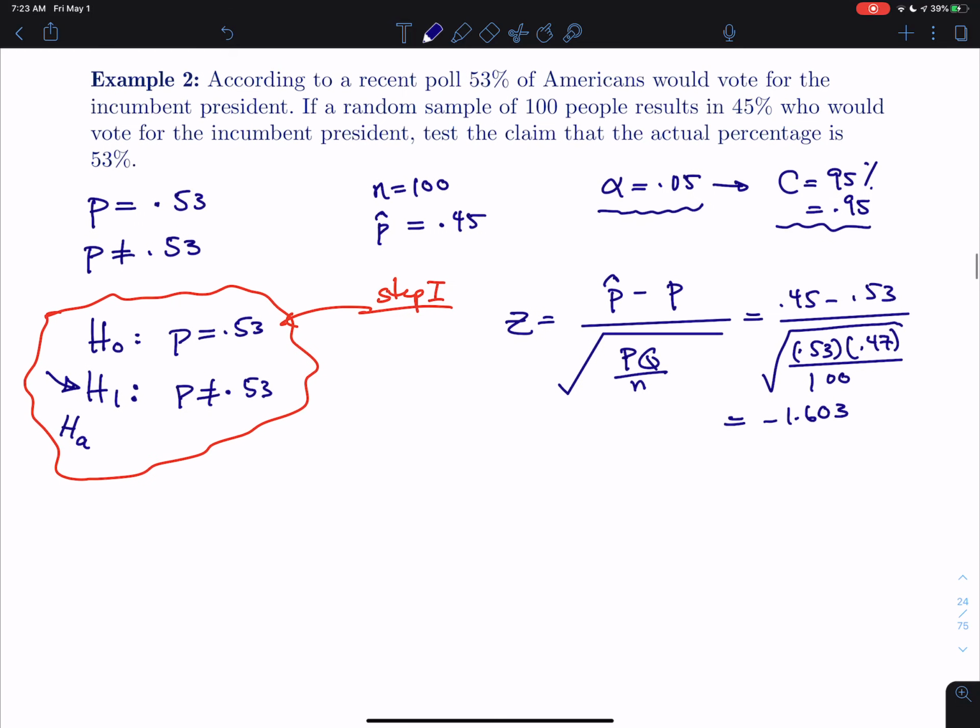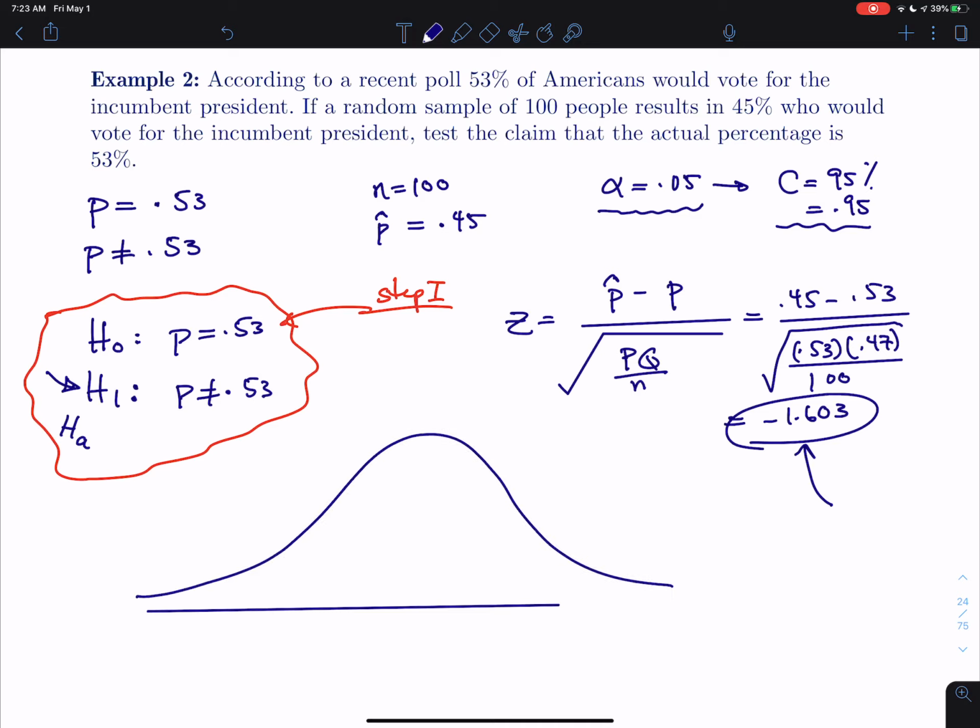Now my rejection region here, I need to construct so I know whether this test statistic is going to allow me to reject the null hypothesis or fail to reject, and you determine that by determining if this number falls in the rejection region of the graph you've constructed or not. So let's draw the graph. It's a normal distribution test because it's a p-test, single p-test. So here's my normal distribution.